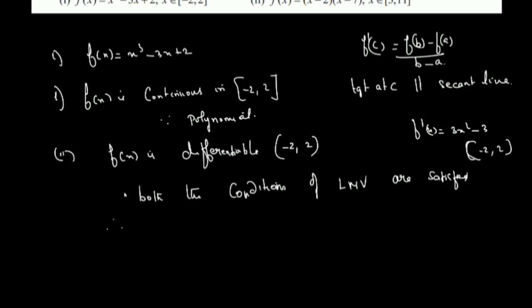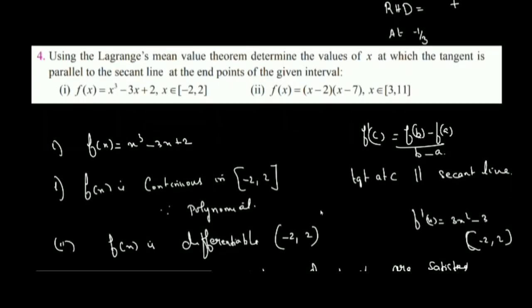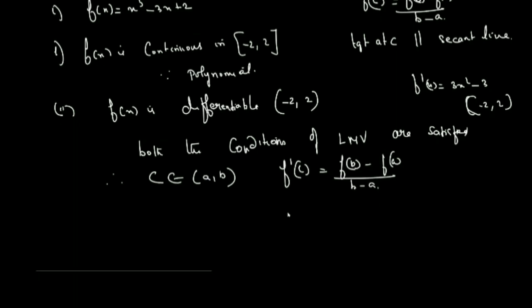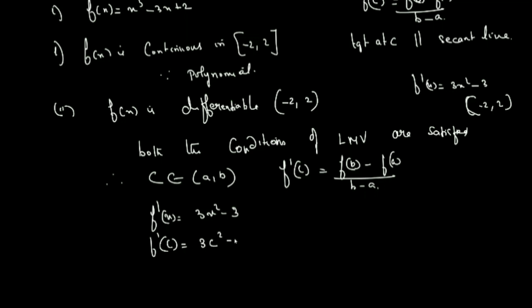Therefore, we can say that there exists a point c belonging to the interval such that the tangent at c is parallel to the secant line. That means the slope at c is equal to the slope of the secant line. You know that f dash of x is equal to 3x square minus 3. Replace x by c, so we get 3c square minus 3.